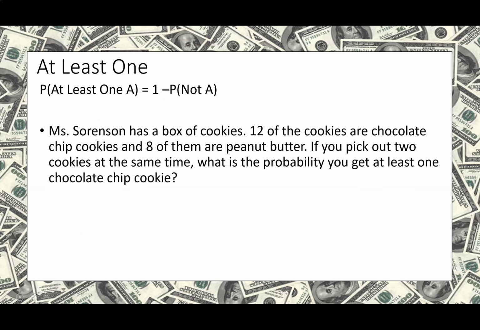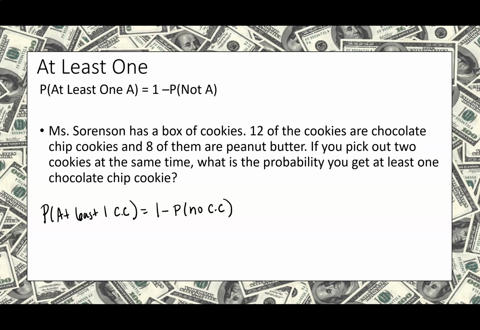All right, let's check this one out. Ms. Sorensen has a box of cookies. She's a big fan of cookies. And 12 of them are chocolate chip and 8 of them are peanut butter. If you pick out 2 cookies at the same time, what's the probability you get at least one chocolate chip? Okay, well, that's going to be the probability of at least one chocolate chip is going to be equal to 1 minus the probability of no chocolate chips.